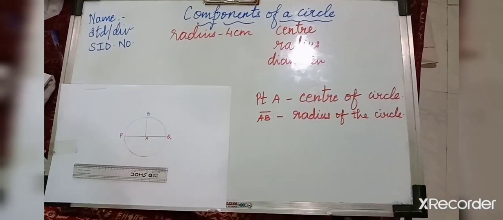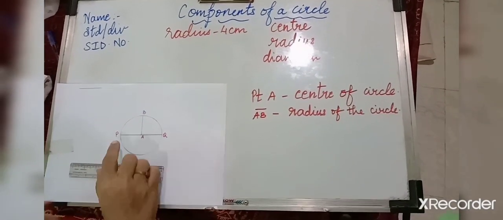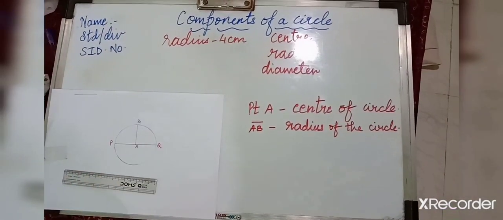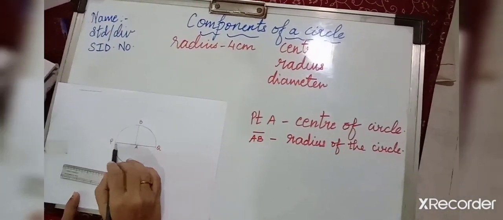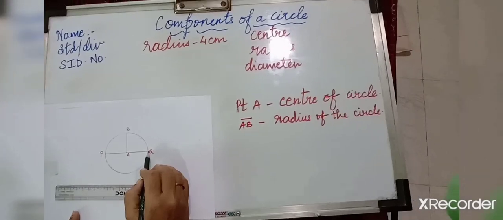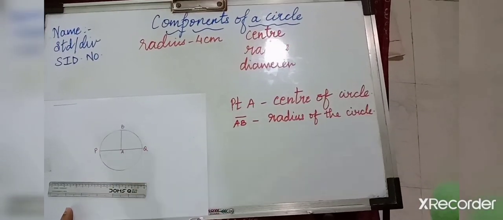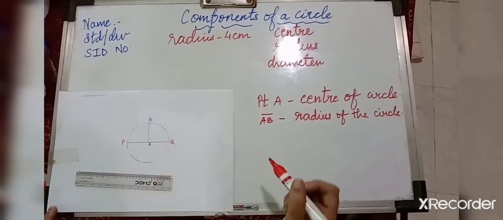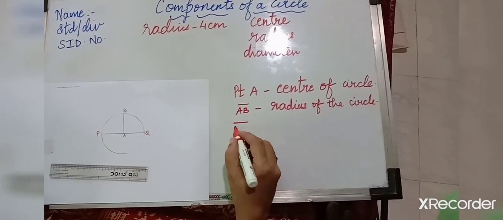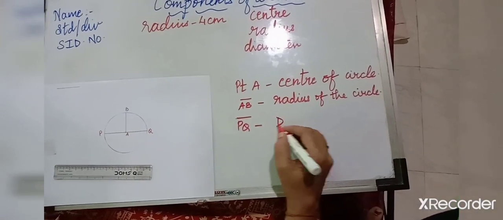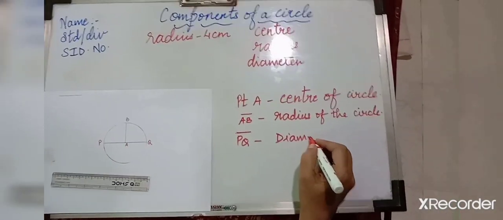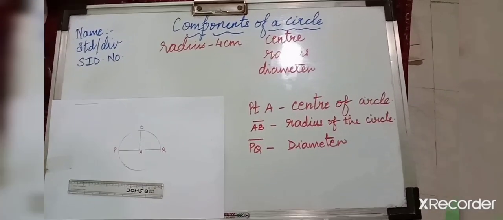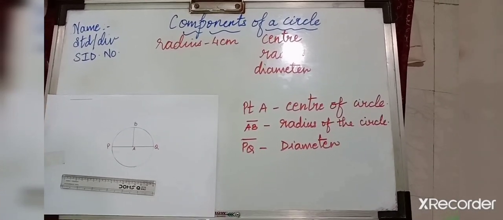So what is a diameter? Diameter is a line segment that joins any 2 points. Here the 2 points are P and Q. Any 2 points on the circle, and it always passes through the center. So here segment PQ is the diameter of the circle.